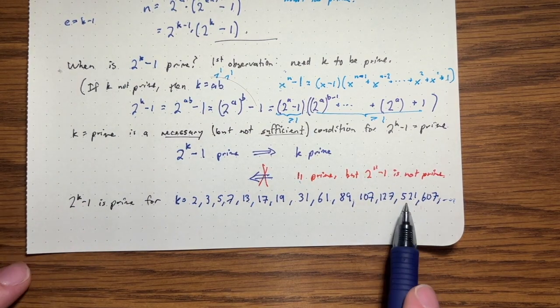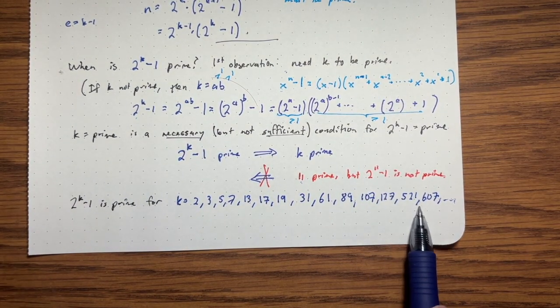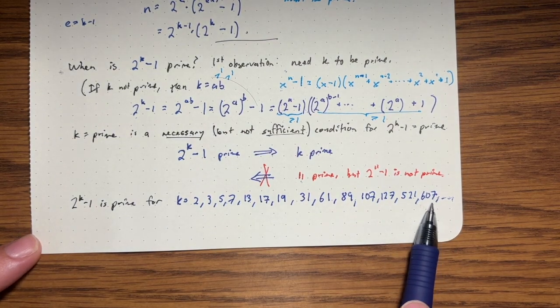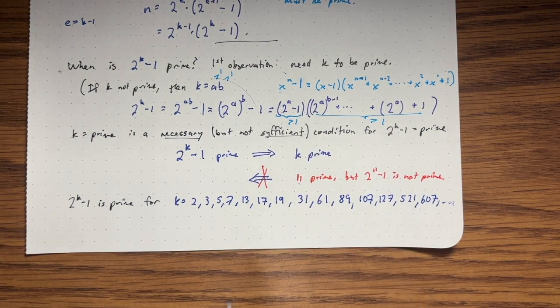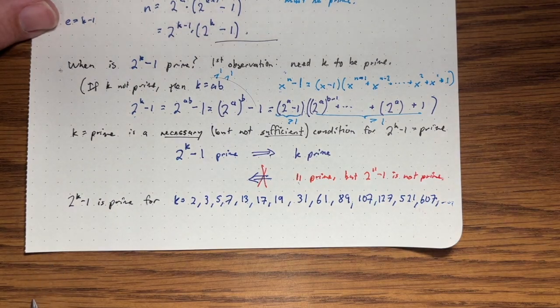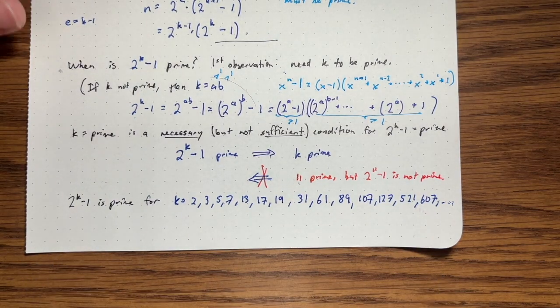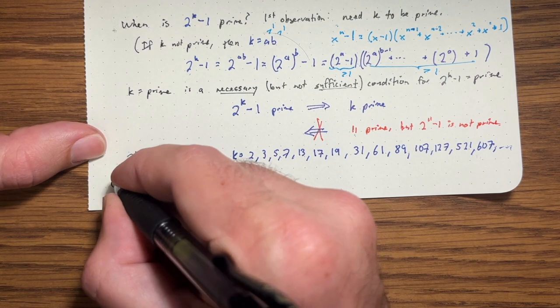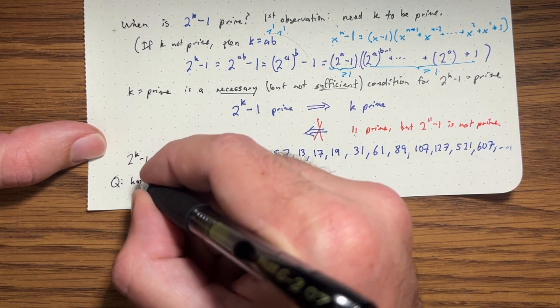There are some big jumps here, and these numbers are getting really huge, by the way. These numbers are starting to be over 100 digits long. And so one question is, how many of these are there?